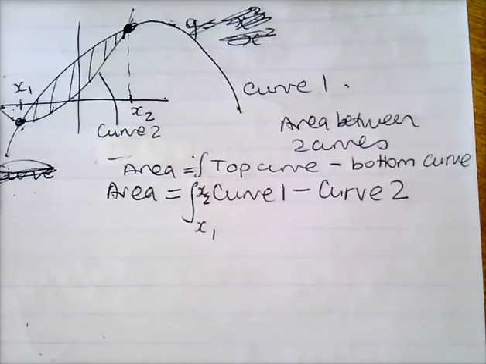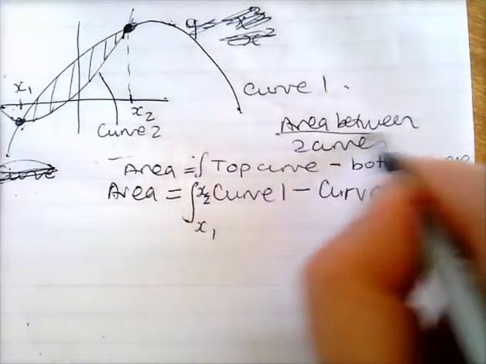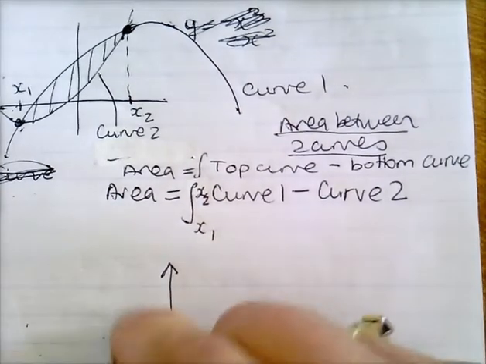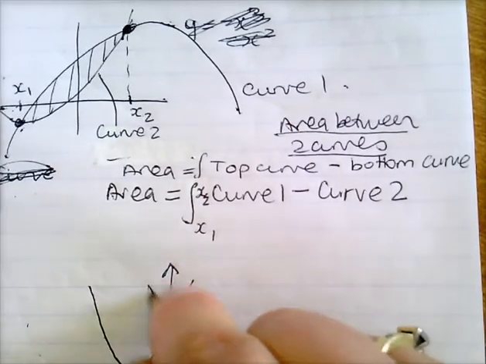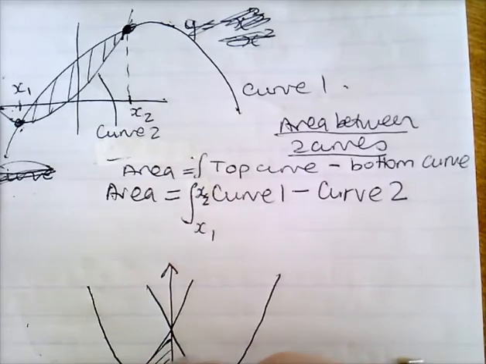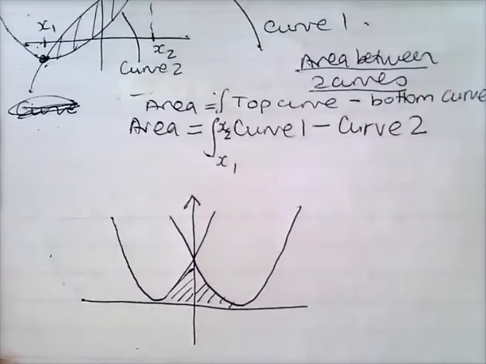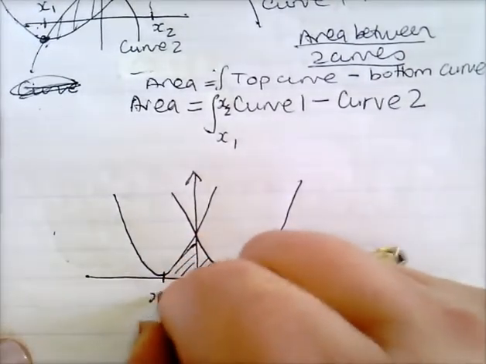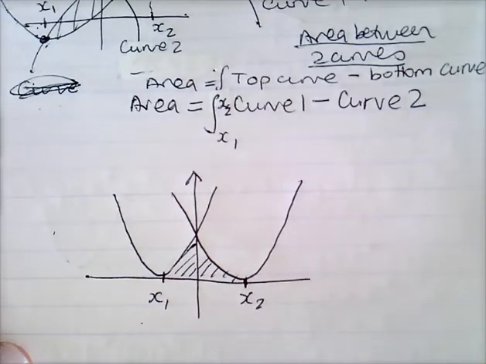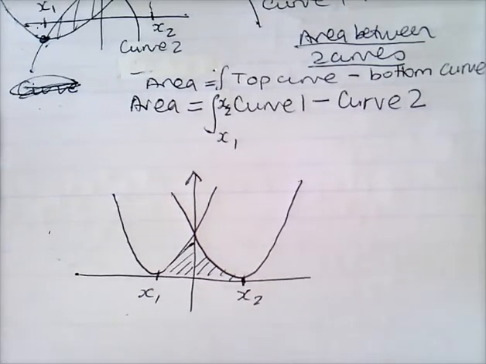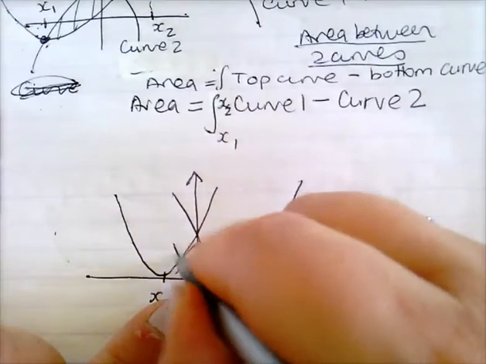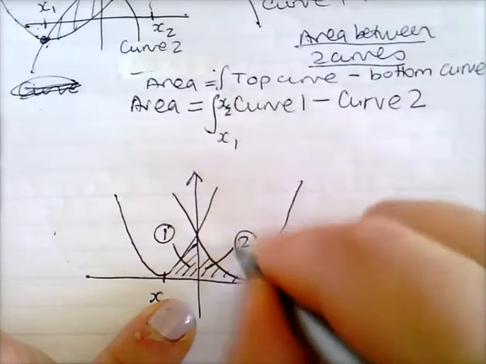Area between two curves: you will subtract, provided you can see one curve is above the other. Then there are other types that look like this. You might see something like this. I'm going to call this x2, x1. Now you've got to break this up into two separate pieces. I've got this first area here, area 1, and this area here, area 2.